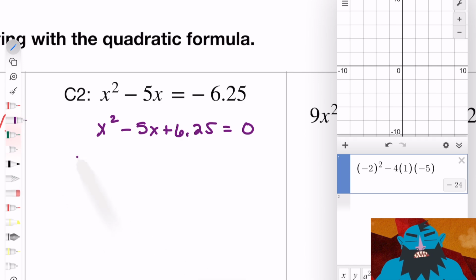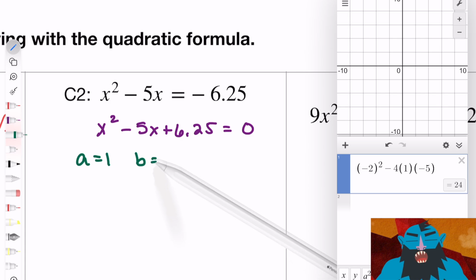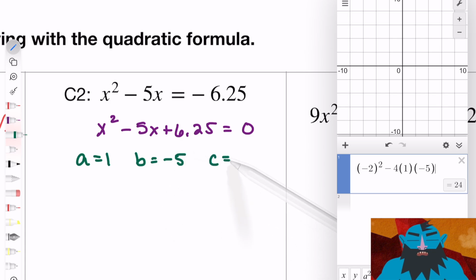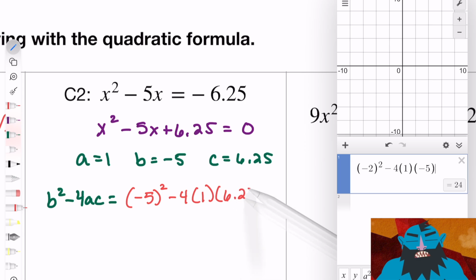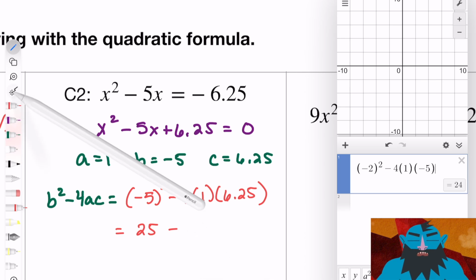Let's write down what A, B, and C are. So A is 1, B is negative 5, C is 6.25. I'm going to calculate my discriminant now. So there's our formula. I'll always give that to you so you don't have to memorize it. You just got to know how to use it. And then I could get my calculator out if I needed to. I'm going to show you how I do this one.